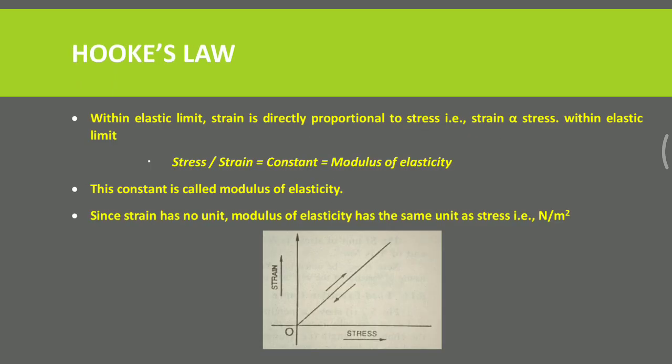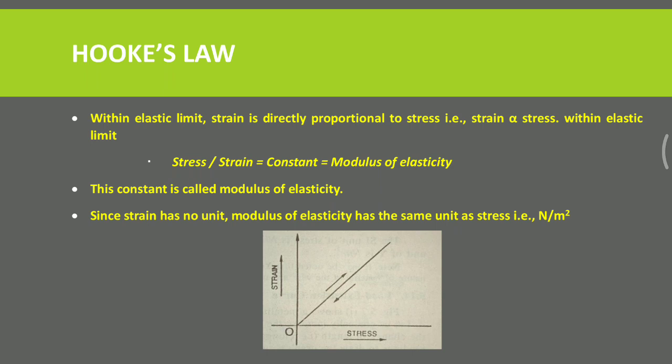Now we shall find out what is Hooke's law. Hooke's law states that within the elastic limit, strain is directly proportional to stress. That is, stress by strain is a constant. This constant is called the modulus of elasticity, elastic constant, or coefficient of elasticity. Since strain has no unit, the modulus of elasticity has the same unit as that of stress, expressed in Newton per meter square.